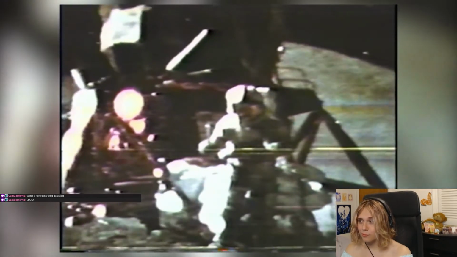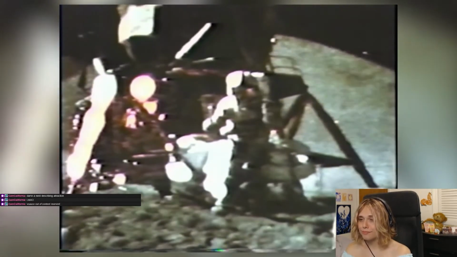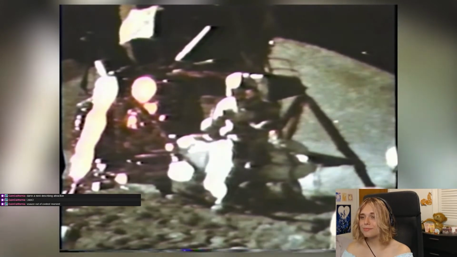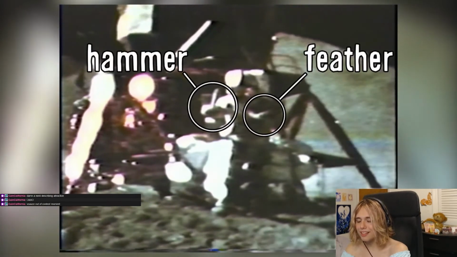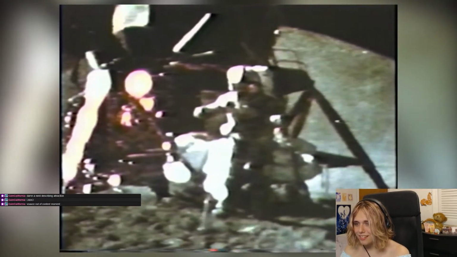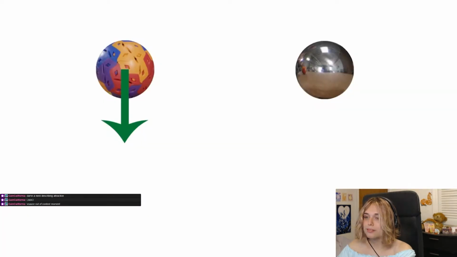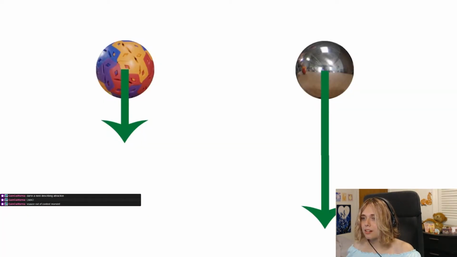This was famously demonstrated by Apollo 15 Commander David Scott on the moon. And I'll drop the two of them here, and hopefully they'll hit the ground at the same time. How about that? Wow. That's weird, right? I mean, if a more massive object is pulled with a greater force, shouldn't it fall faster?